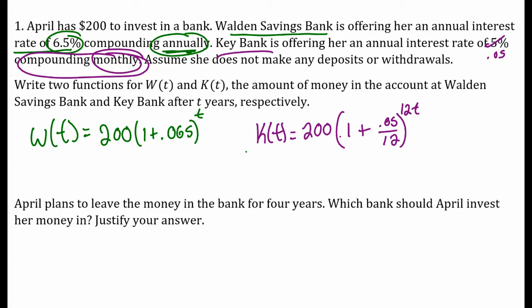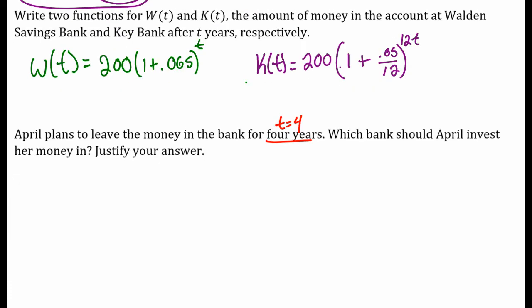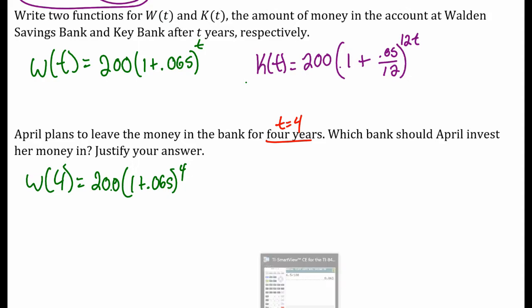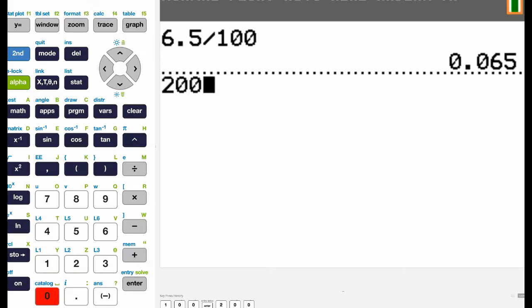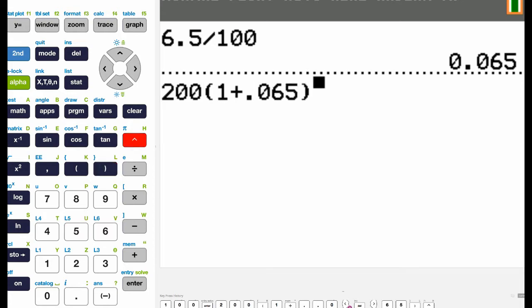April plans to leave her money in the bank for 4 years. So t equals 4. Because t is years, t equals 4. Which bank should April invest her money in? Justify your answer. So we need to find W of 4. 200 times 1 plus 0.065 to the 4. And now this is just going into our calculator and typing that in. So we want to do 200 times 1.065 raised to the 4.